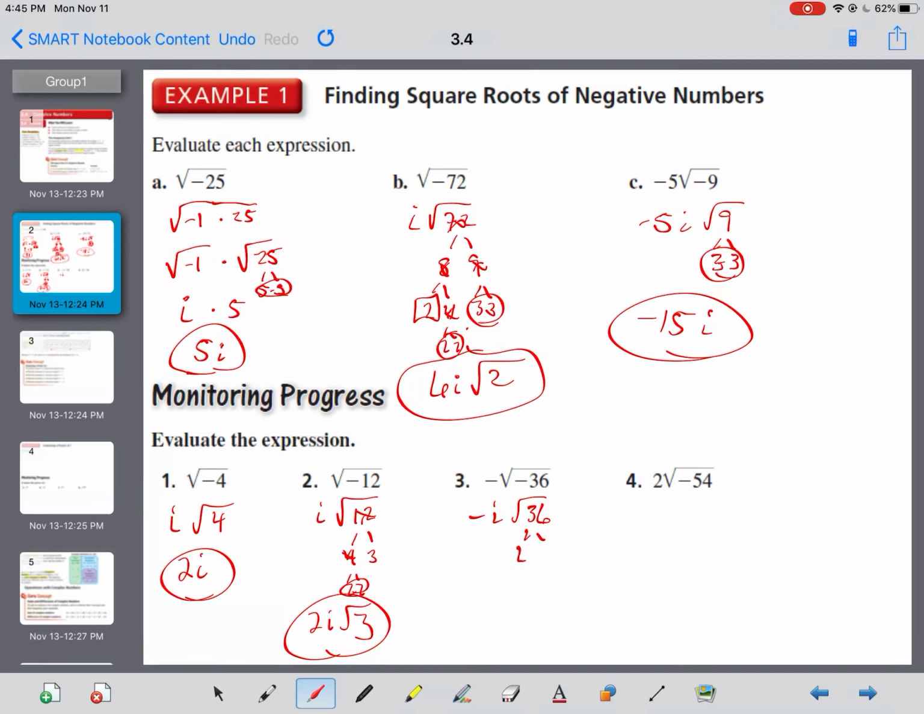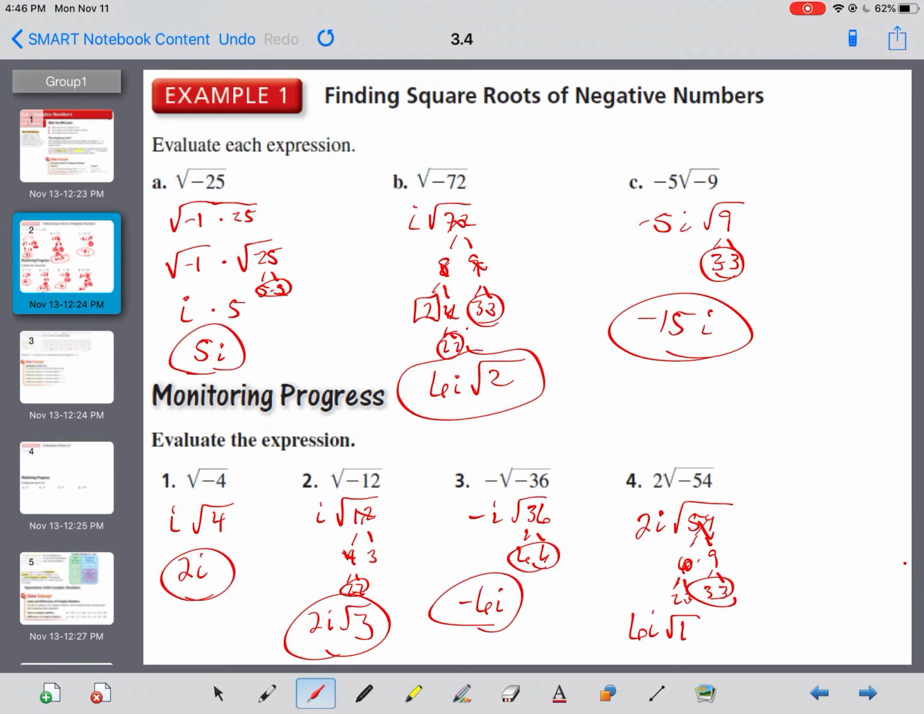Okay. So, negative i times the square root of 36. That's 6 and 6. So negative 6i. The 2 is already out there. I'm going to go 2i, get rid of the negative, and go 54, and then break that. That's 6 times 9. 9's 3 times 3. 6 is 2 and 3. I got a pair of 3's, and I got 2 and 3 left over, so 3 comes out.